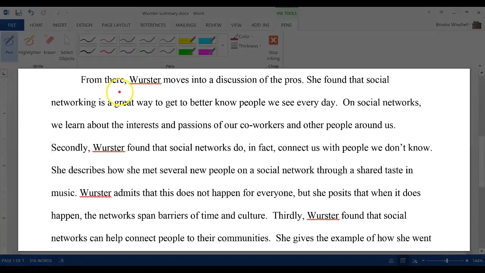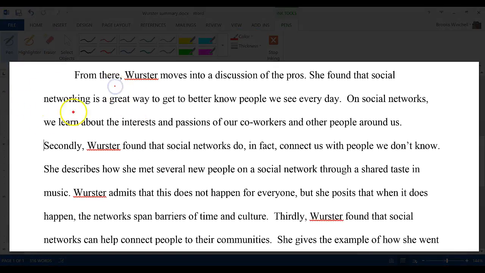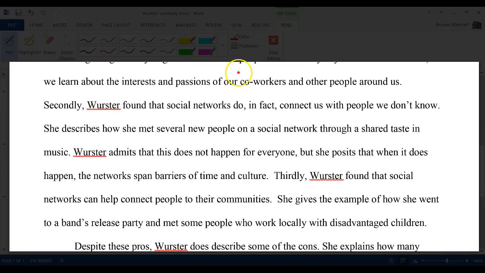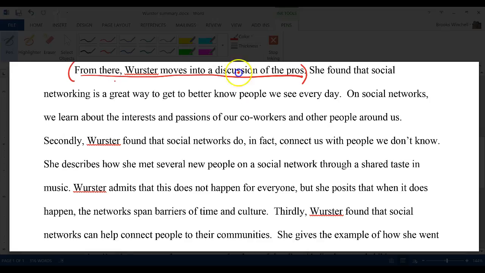So then she moves into the next part of the article. This author says, from there, Worster moves into a discussion of the pros. And here, notice how the writer of this summary has a pretty good topic sentence. This paragraph is going to be about the pros that Worster discusses. So it looks like she compressed all three of the pros into this one paragraph, which is why this paragraph's a little bit longer, but that's some pretty good compression for the summary.